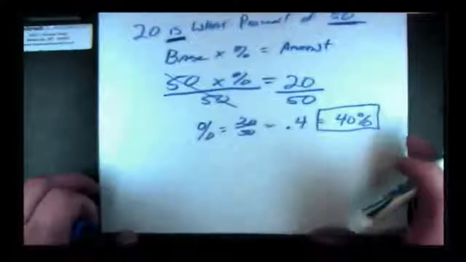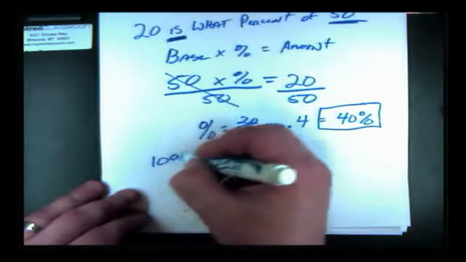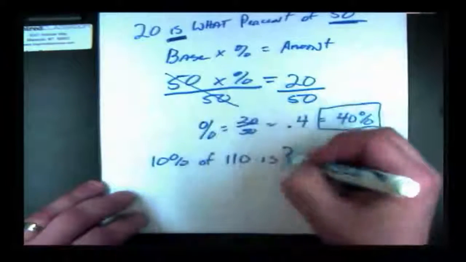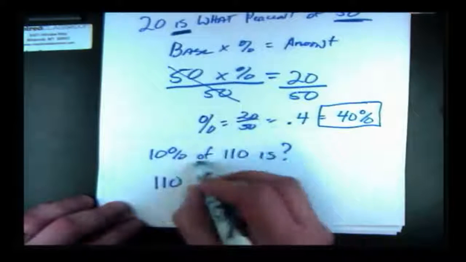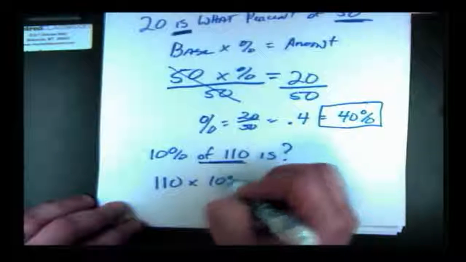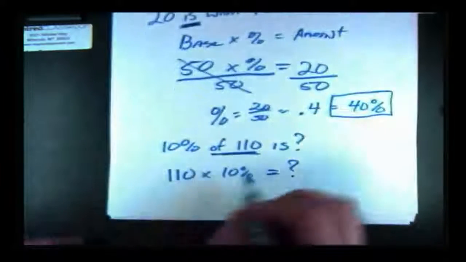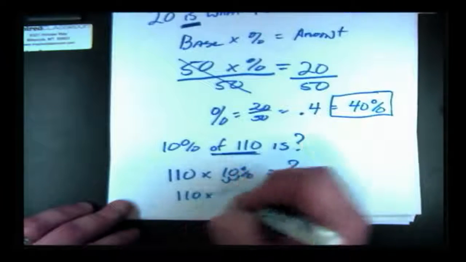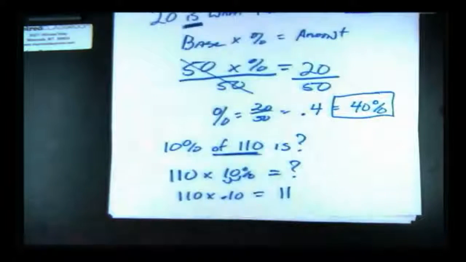You may also see "10% of 110 is..." In that case, the "is" is what we're looking for. 110 is our base, times 10%, equals whatever we're looking for. To do this, to get rid of the percent sign, you always move the decimal. So we have 110 times 0.10, and that equals 11. So 11 is 10% of 110.